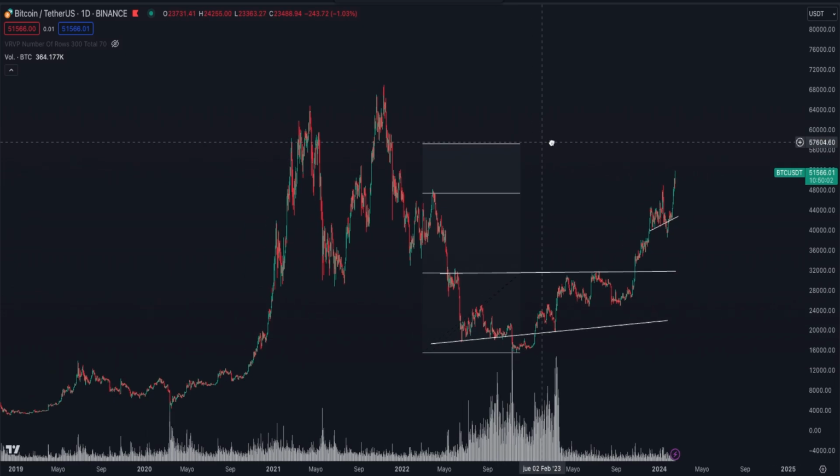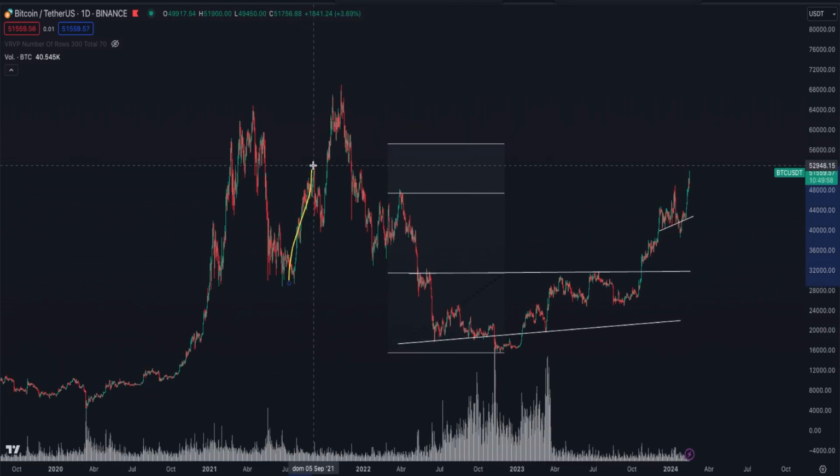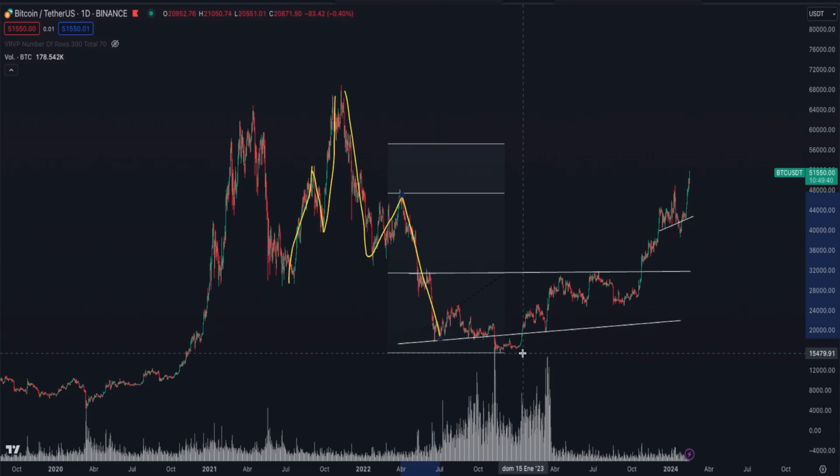Let's look at some theory. Here we have an upward impulse, here we have its correction, and here is its continuation upwards. Then, here we have a downward impulse, here we have its correction, and here is its downward replica. Here we are seeing the same. Here is an upward impulse, this is its correction, and here we have its replica.